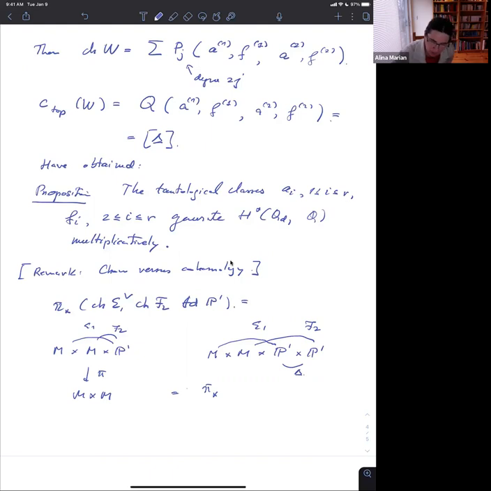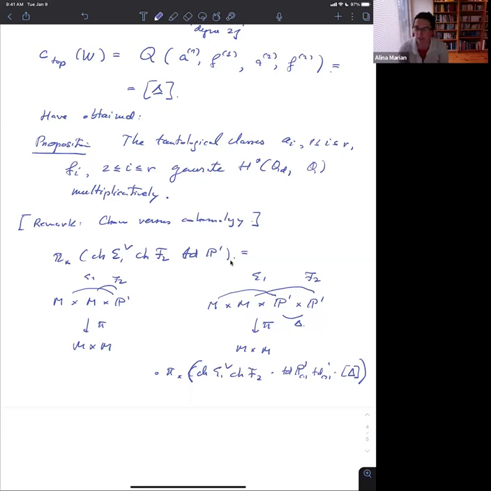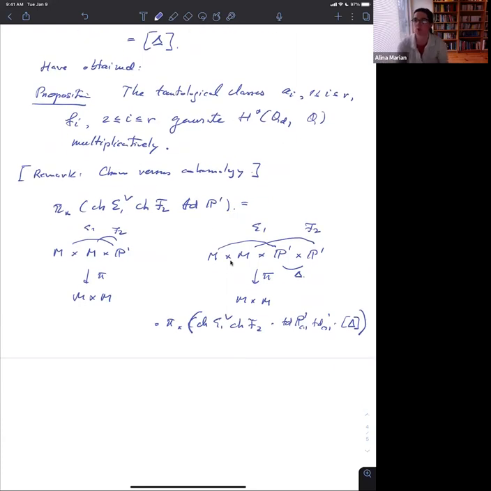pi star of the same thing. Now I have two copies of P1, the first P1 and the second P1, and of course I have to put in here the class of the diagonal. So now you see, it all depends on this class of the diagonal. If the class of the diagonal itself in P1 times P1, which is the underlying variety, splits, and it does in our case, in Chow, as a sum of factors from the two copies of the variety, then the whole product will split, because you're doing two separate pushforwards from two completely different worlds.